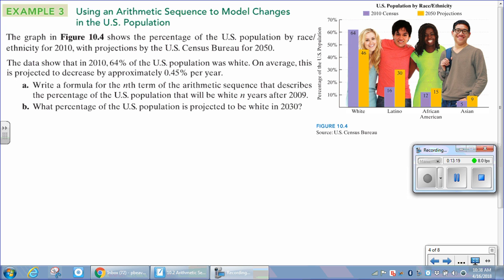Okay, so let me see if you guys understand what the problem is saying first. So, this was according to the 2010 census. When is the next census going to happen?